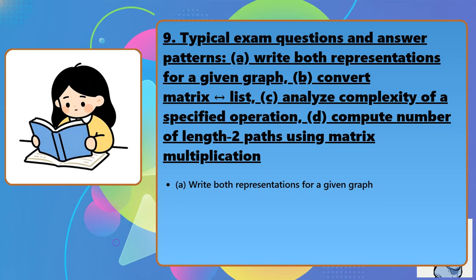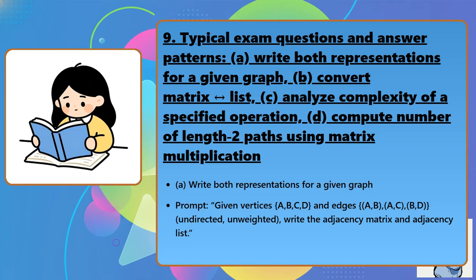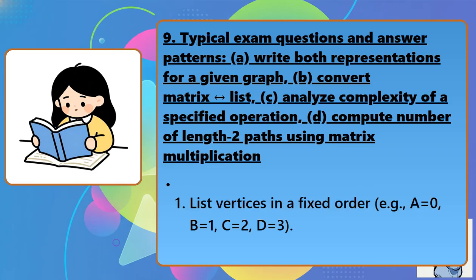(a) Write both representations for a given graph. Prompt: given vertices a, b, c, d and edges a-b, a-c, b-d, undirected, unweighted, write the adjacency matrix and adjacency list. Answer pattern: 1. List vertices in a fixed order, e.g. a equals 0, b equals 1, c equals 2, d equals 3.